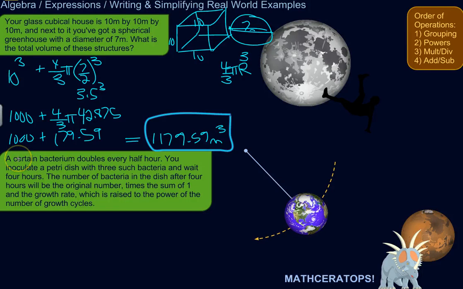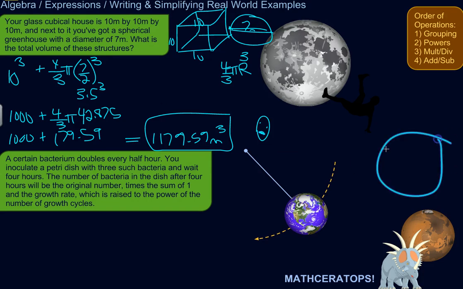A certain bacterium, like the singular of bacteria. Here we go. So here's my very poor diagram. Here's the little nucleus. Maybe there's some stuff outside the nucleus. Okay, it looks like a little sad guy. Anyway, a certain bacterium doubles every half hour, so it grows by 100% every half hour. You inoculate a petri dish with 3 such bacteria.